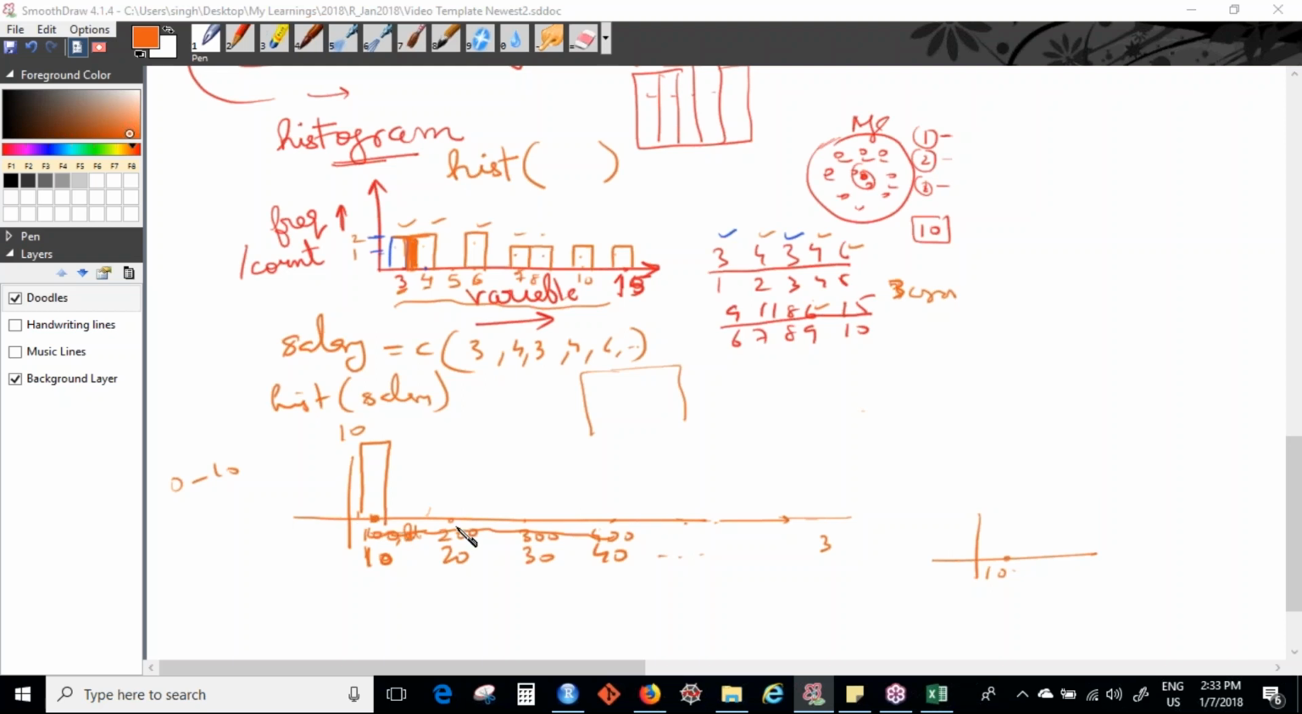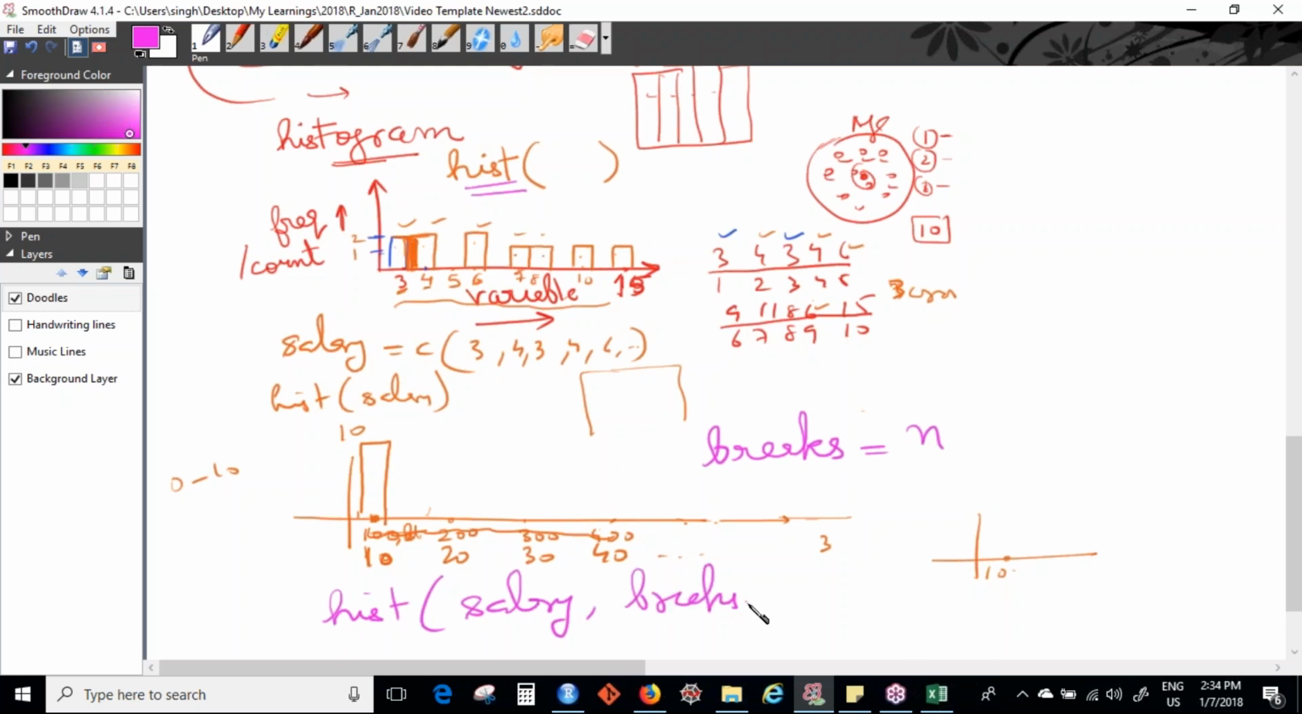So how do you decide this grouping thing? The grouping that we did, how do we decide that? We decide that by using the breaks parameter. We give breaks is equal to some number n while we run this command. So you can run hist, you can run salary, and you give breaks is equal to some number. So the larger the number you give, the smaller these divisions will be.